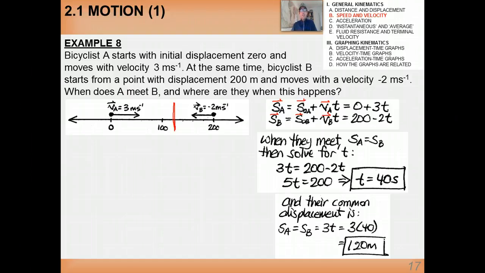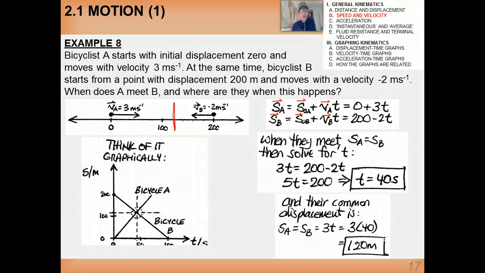Now another way to look at this, and we're going to spend a lot of time graphing kinematics, is to think of this graphically. This is really cool. I've made motion graphs for bicycle A and bicycle B. I'm graphing displacement on the y-axis and time on the x-axis. Bicycle A has a slope of positive 3. Bicycle B starts at 200 with a slope of negative 2.